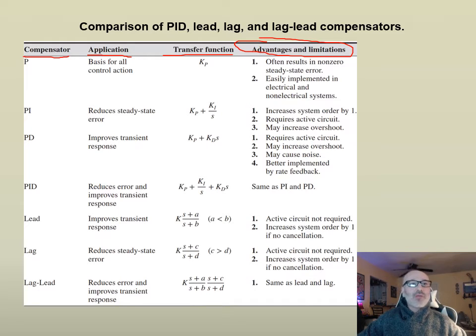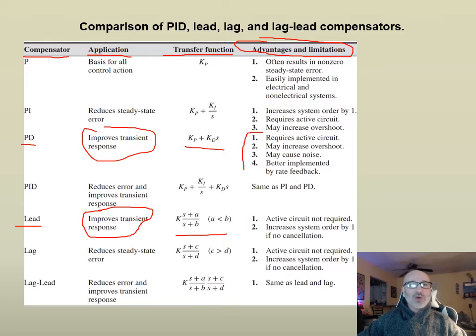So if we go down through here, let's just say we want to improve our transient response. We can see that there are two different options we can use to improve our transient response. We can use our PD compensator or we could use a lead compensator. If we're not quite sure which one of those to use, we can take a look over here. Okay, here are our associated transfer functions, and we can take a look at the advantages and disadvantages for each of these. So for our PD, we have these four right here.